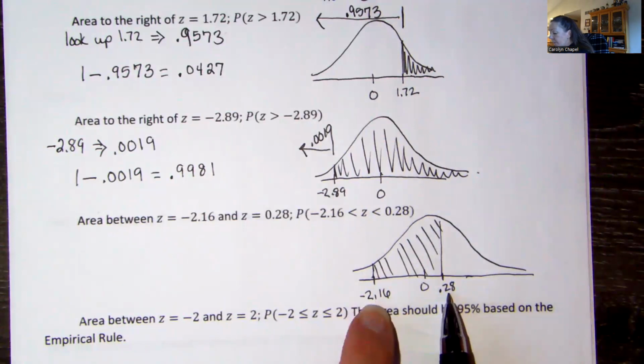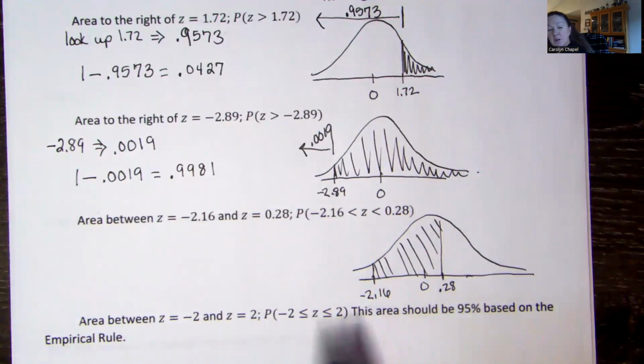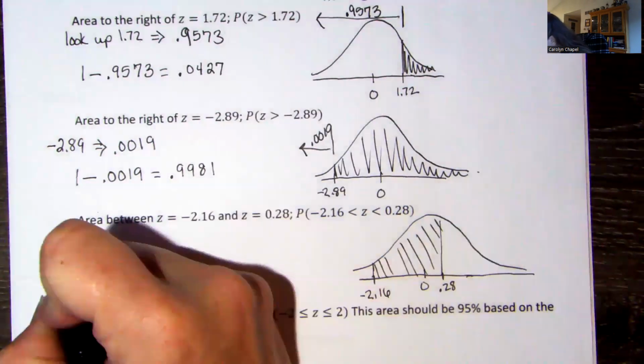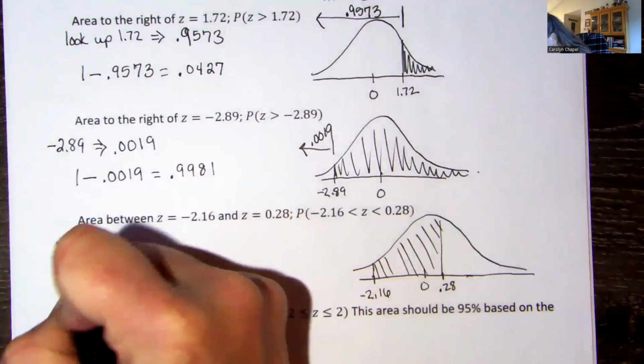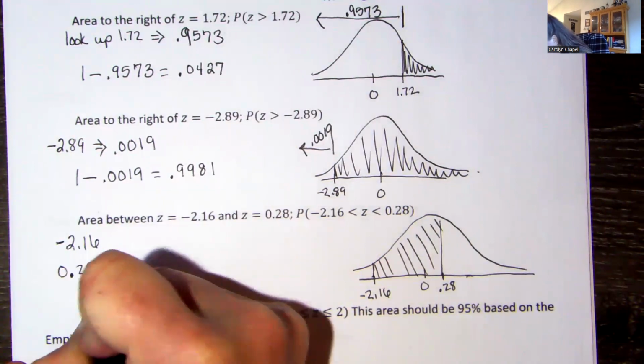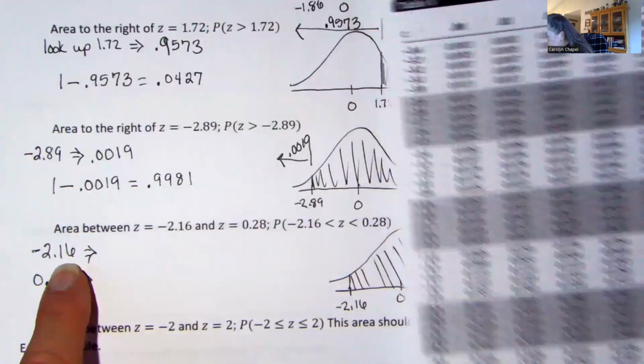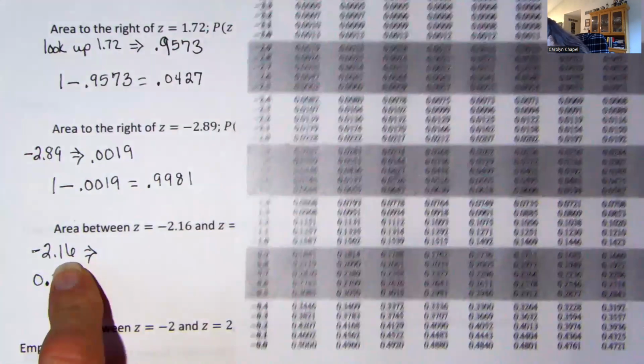Okay. What I need to do is look up both of these values. I can't just subtract them and work with that, because this curve is not perfectly linear. It's not perfectly flat. I need to look up both of those values. I'm going to look up negative 2.16 and I'm going to look up 0.28, using my table.